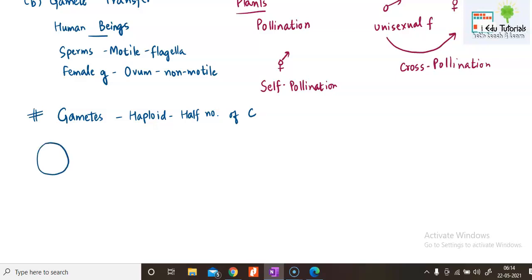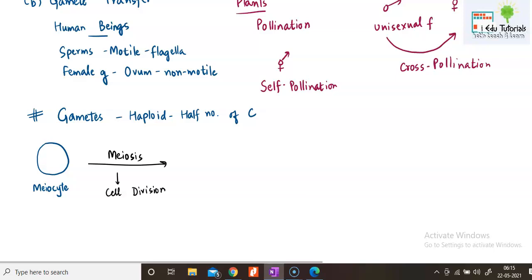Suppose I say this is one cell which has to form the gamete. So this cell will be known as meiocyte. Now this meiocyte will undergo meiosis. This meiosis is a type of cell division which occurs at the time of gamete formation. Means gametogenesis is accompanied by the meiosis process. In this process, meiocyte will divide, and from one meiocyte, how many cells are going to form? 4 cells. Suppose in this meiocyte, 46 chromosomes were present.